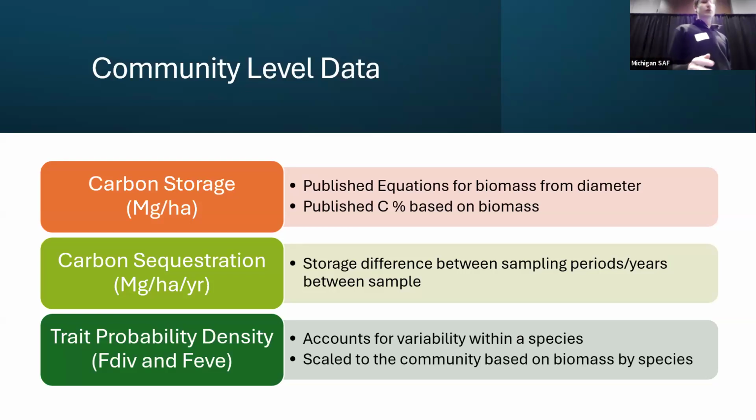And for our functional traits and our functional diversity metrics, we use trait probability density functions, which is just a fancy way of saying for each of our species, we're able to create a model of how the traits are distributed. And I'll show an example of this. And then we can combine those weighted by our inventory data to create a model of how traits are distributed for each of our communities, or even at fine scale like the plot level.